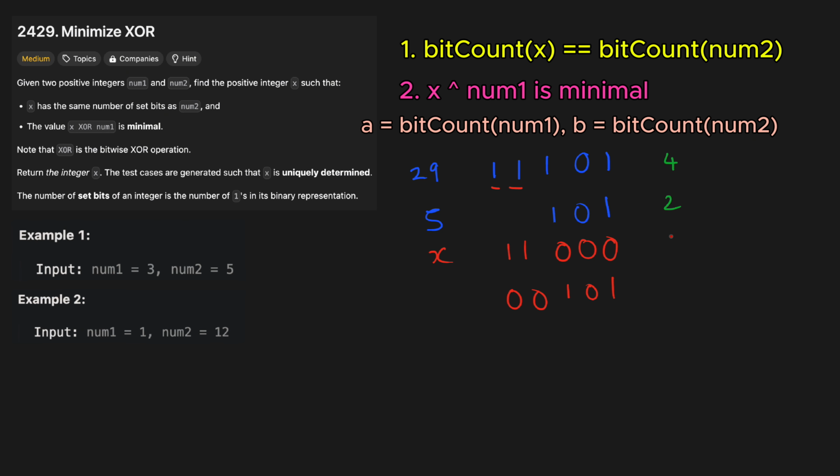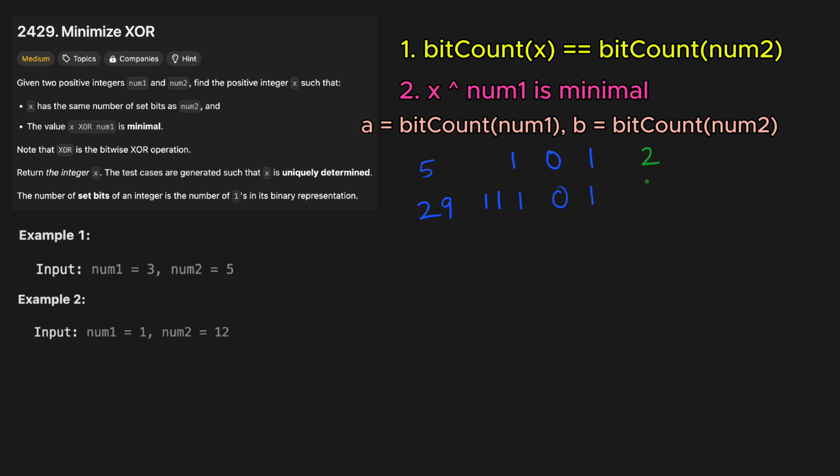And now we come to case 2, where b is greater than a. For example, consider num1 equal to 5 with binary representation 101 and num2 as 29 with binary representation 11101. The number of set bits in num1 and num2 are 2 and 4 respectively. And we need to construct answer x with 4 set bits, which is the number of set bits in num2. So we start by aligning the set bits in x with those in num1 so that XOR 5 is minimized. So we set a bit at position 2 and 0, but to match with the number of set bits in 29, that is 4, we still need 2 more bits to place.